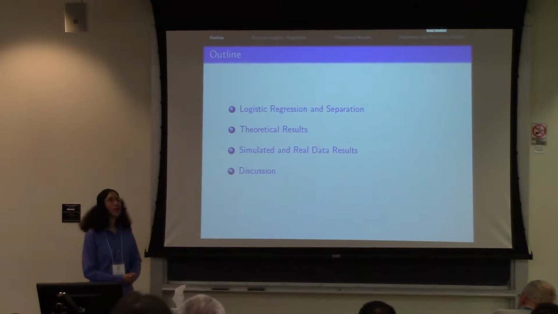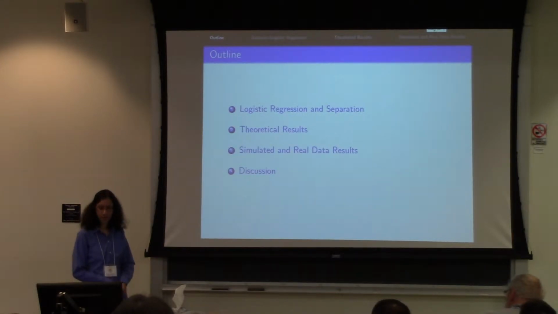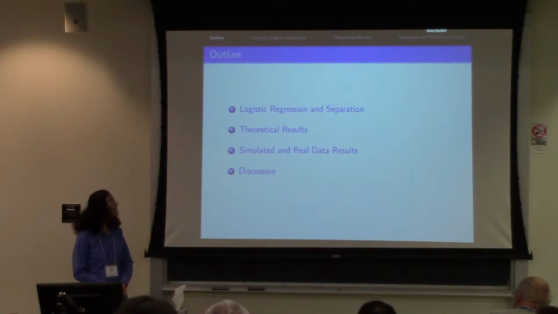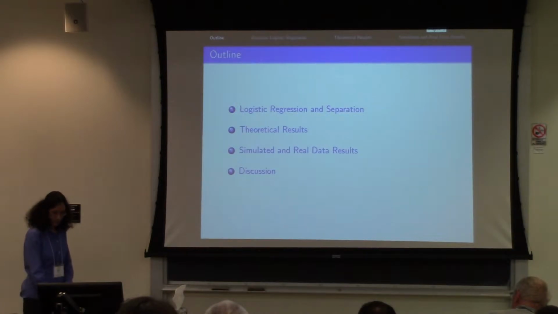So I'm going to talk about a special scenario in logistic regression called separation. And we're going to look at the effect of using the Cauchy prior in this case and the performance of some other priors. And we'll look at some theoretical results and some empirical results, and hopefully we'll be able to give some useful recommendations.